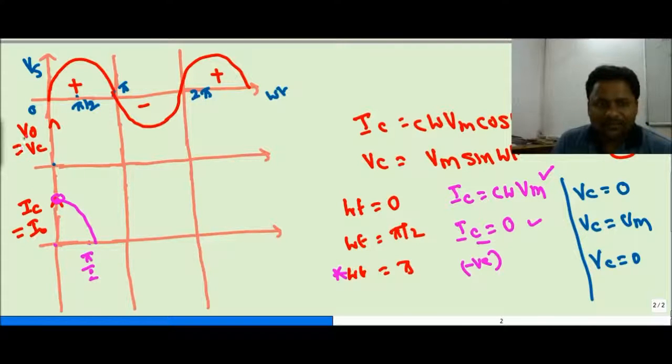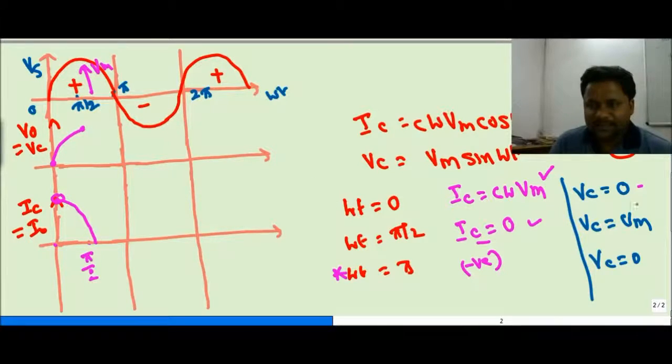Now come to the waveform of the output voltage, that is, the voltage across the capacitance. At omega t equals 0, it has the 0 value, and at omega t equals pi by 2, it has a maximum value. The voltage across the capacitor is maximum at omega t equals pi by 2. That means the capacitor is charged up to its full value, the maximum peak value. This is the Vm.